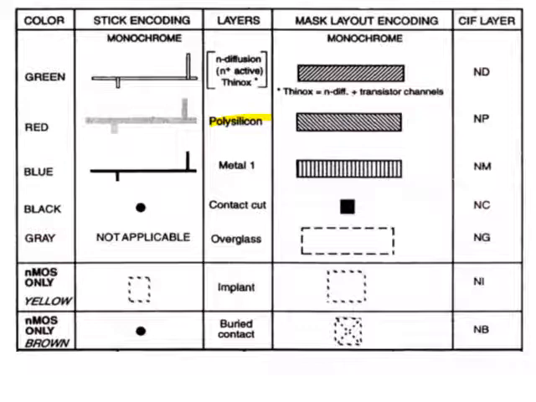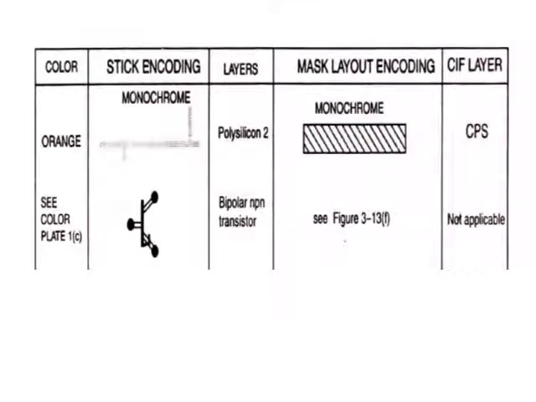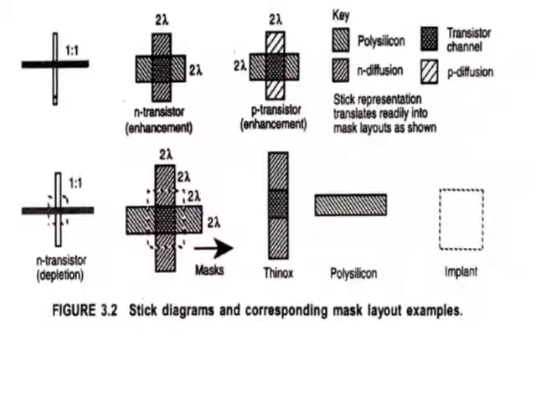So these conventions we need to remember for drawing the layout or the stick diagram. Here we have P plus mask, metal 2, via, P well, etc. So these are the very basic things which have to be remembered from the exam point of view, followed by polysilicon and NPN transistor. So as said earlier, we know how the transistor is formed. I'm just quickly going through the summary.